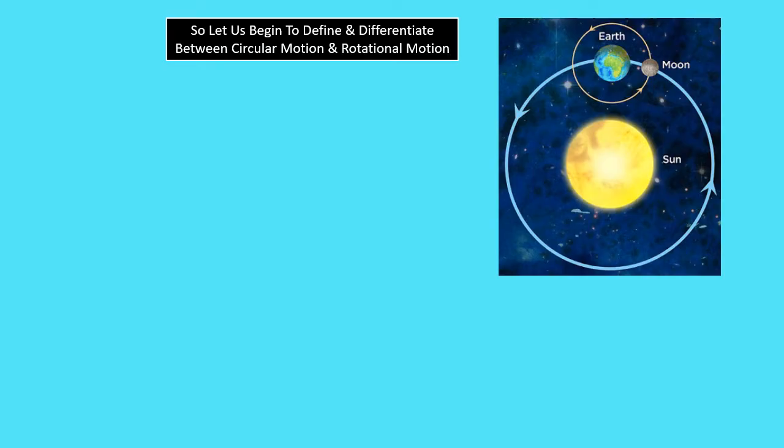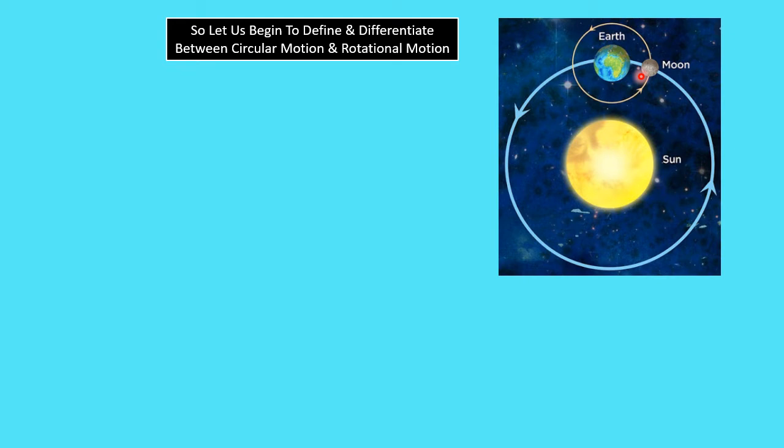At this slide, we are at a level where we can define and differentiate between circular motion and rotational motion. Look at this example. We have the sun, and around the sun, the earth is revolving, and the moon is revolving around the earth. If you look at the motion of the earth, it is performing a circular motion around the sun in a circular path. In a similar manner, the moon is also revolving around the earth and performing a circular motion.